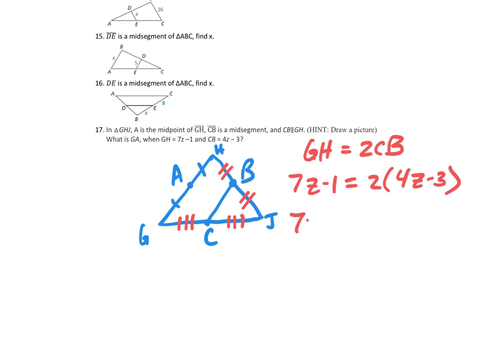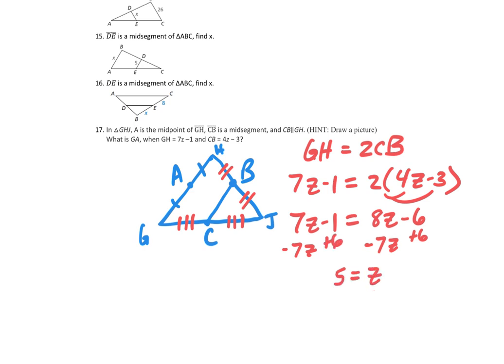I can't do anything over here, so this just stays 7z minus 1. Here, I'm going to multiply, and this becomes 8z minus 6. And then we're going to subtract 7z. We're going to add 6. And we get z equals 5.